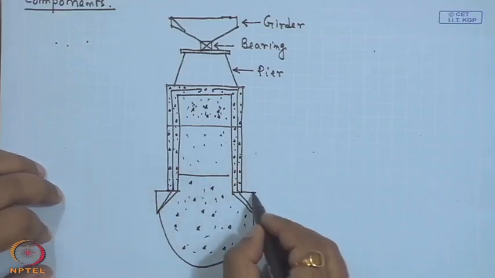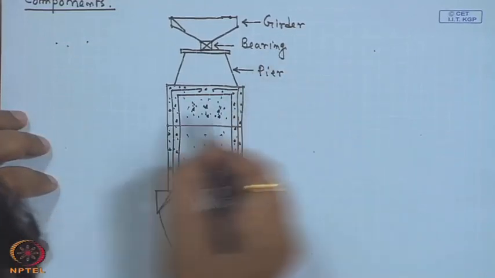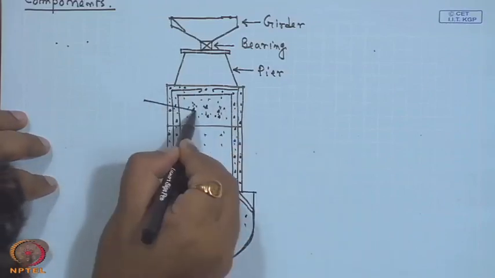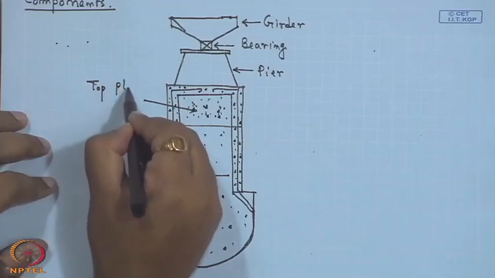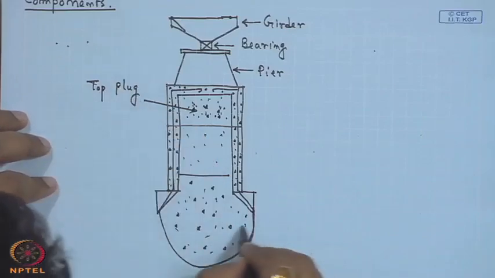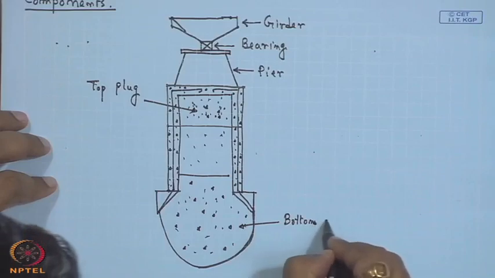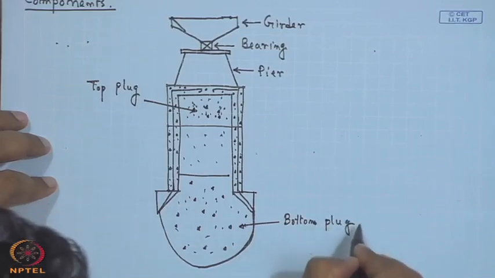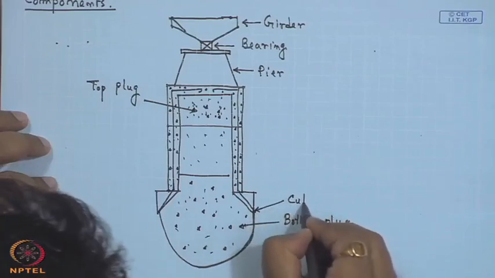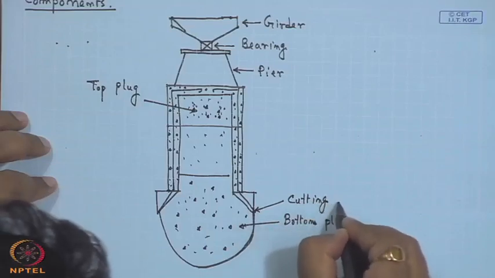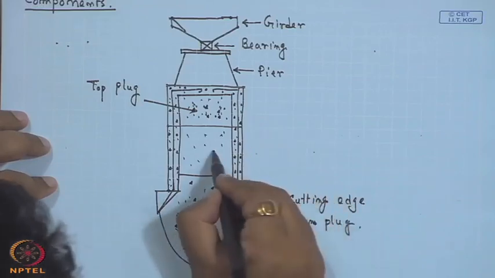So now these are the various components of the pier. So this is the well. So this is the pier. Then this one is called the top plug. Then this one is the bottom plug. Then this is the cutting edge. And this is sand filling.